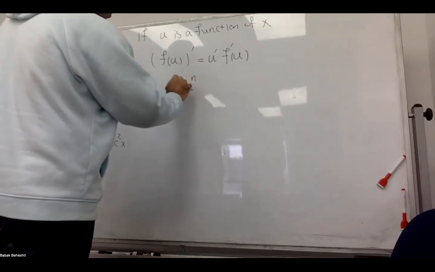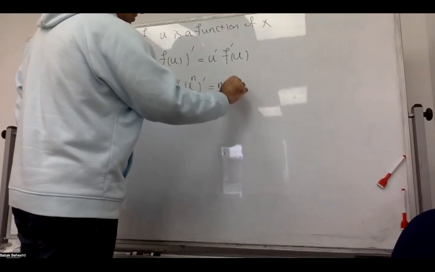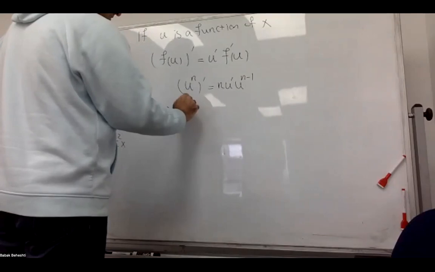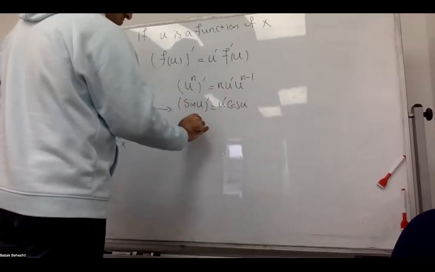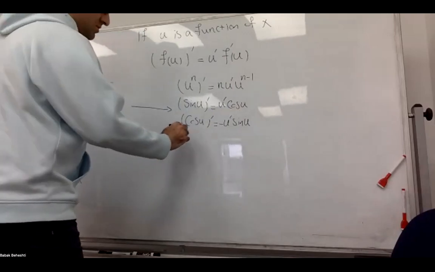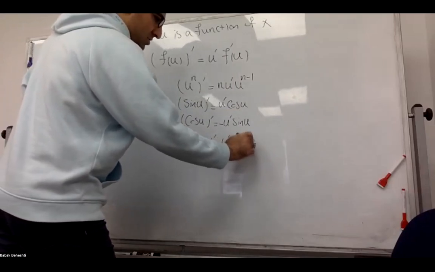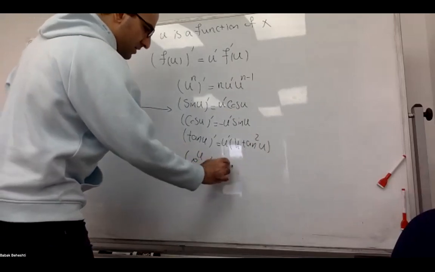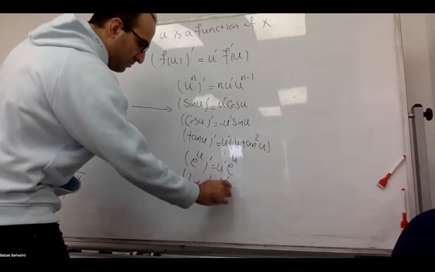So the derivative of, for example, u to the power n is equal to n u prime u to the power n minus 1. The derivative of sine of u is u prime cos u. The derivative of cos u is minus u prime sine u. The derivative of tangent of u is u prime times 1 plus tangent square of u. The derivative of e to the power u is u prime e to the power u. And lastly, the derivative of ln of u is u prime divided by u.